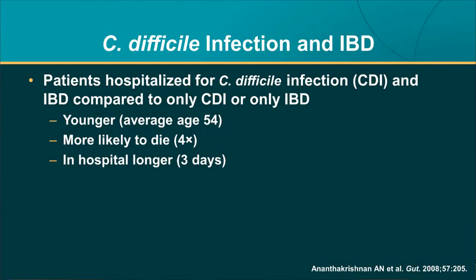So many studies have looked at the association of Clostridium difficile and inflammatory bowel disease. Patients with C. diff and IBD are hospitalized longer than patients with C. diff or IBD alone. They are younger, but remember that C. diff is much more common in the older patient population, so we really have to be aware of it here. And they have a higher mortality. They're more likely to die compared to patients with either C. diff alone or IBD alone.